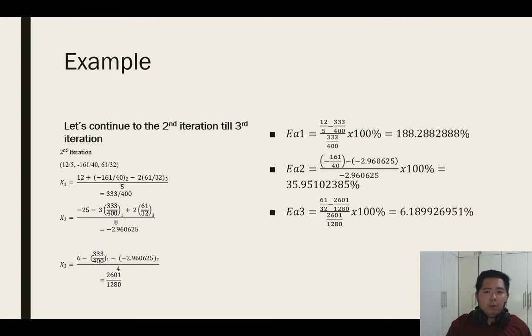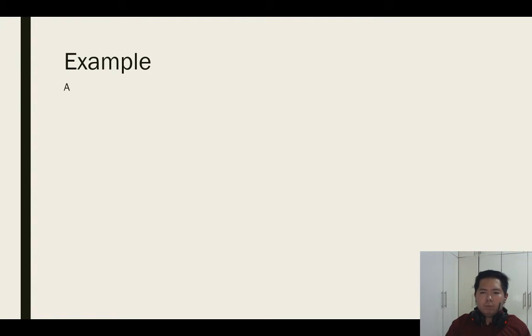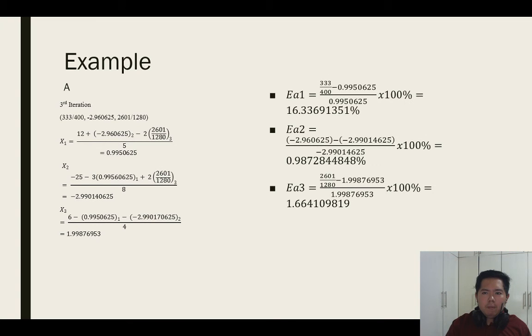Here we have the percentage error, and we have a large error at the first x, which is 188.28% error. As we move on, we notice that the error percentage has decreased from 188 to 16%, and the others also decreased in percentage. So that's how easy it is to use the Gauss-Seidel method.